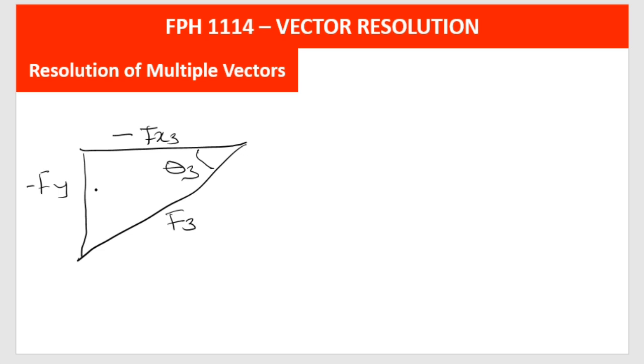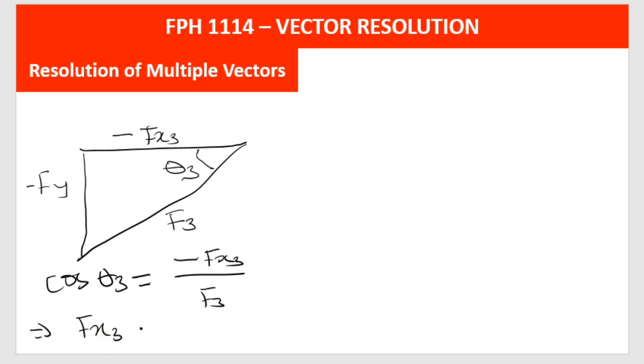So now on this, we can have cos theta 3 equal to adjacent over hypotenuse. Here the adjacent is what? Minus fx3 all over what? f3, which implies that fx3 is equal to minus f3 cos theta 3. So this is what we have here. Alright, so from here we have something x here.